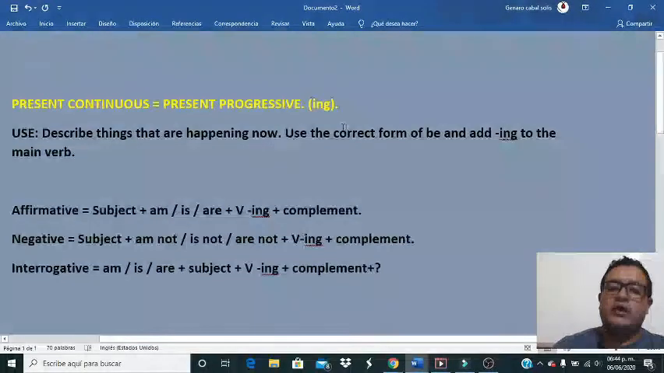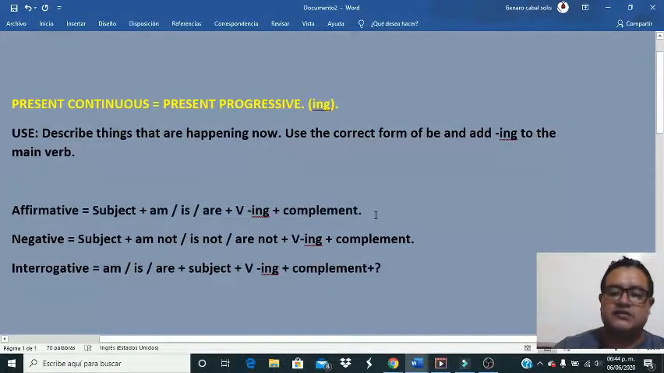Okay? We have to use the correct form of the verb to be. Se supone que tenemos que utilizar la forma correcta del verbo to be, el cual ya se sabe. And well, we have to add ing to the main verb. Y tenemos que agregarle una ing al verbo principal. So we have here the three patterns. Aquí tenemos las tres estructuras, the affirmative, the negative, and the interrogative.